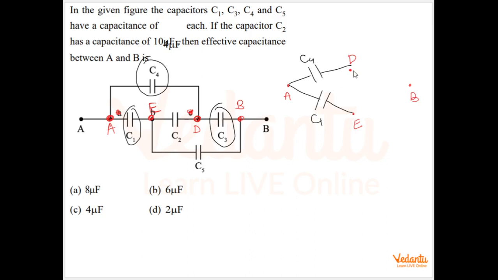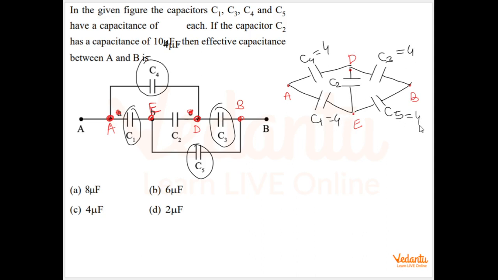Between B and D we have capacitor C3, so I will make capacitor C3 here. And between B and E we have C5. I will make C5 here. And finally beta, we have C2 between D and E. This is clearly a Wheatstone bridge, which if you see is also balanced, because all these are 4, 4, 4, 4. So it's a balanced Wheatstone bridge.